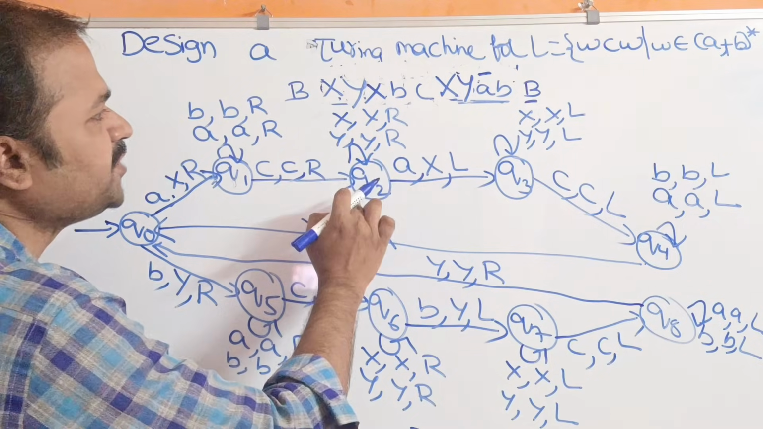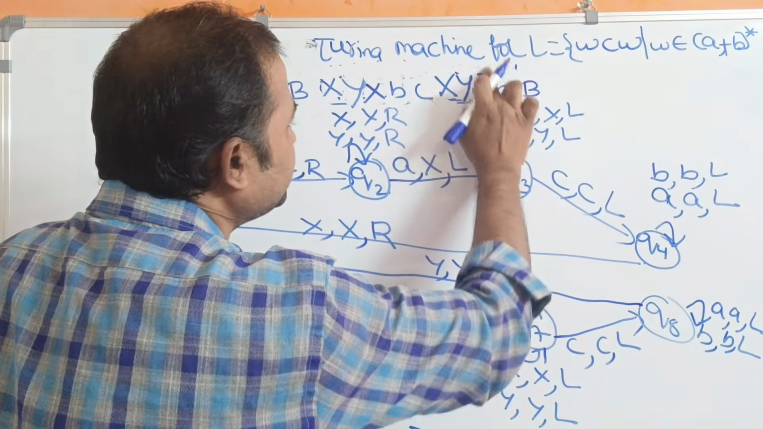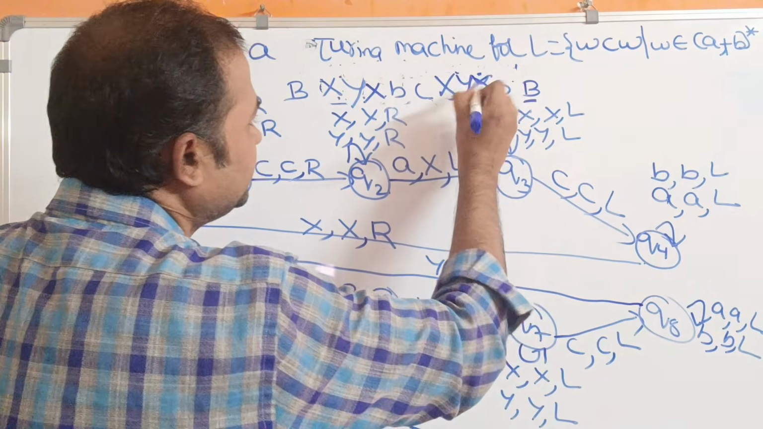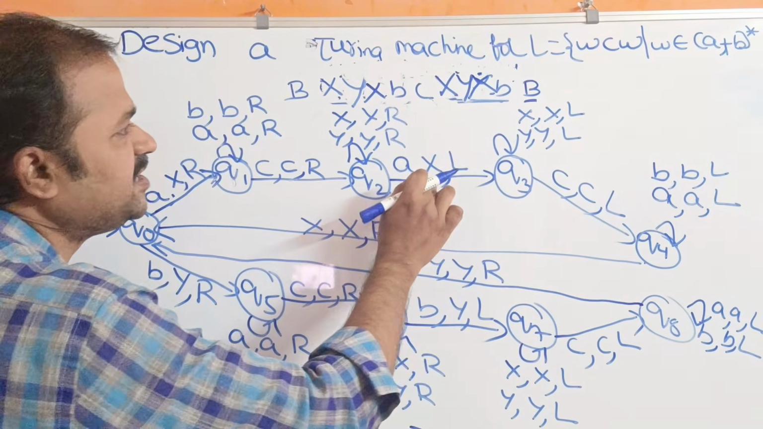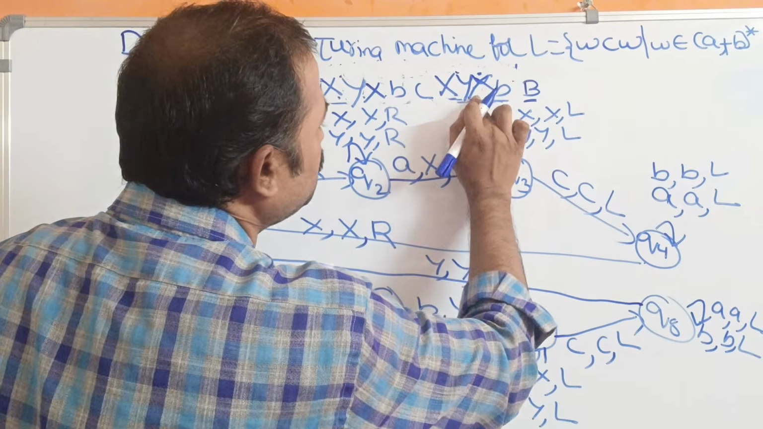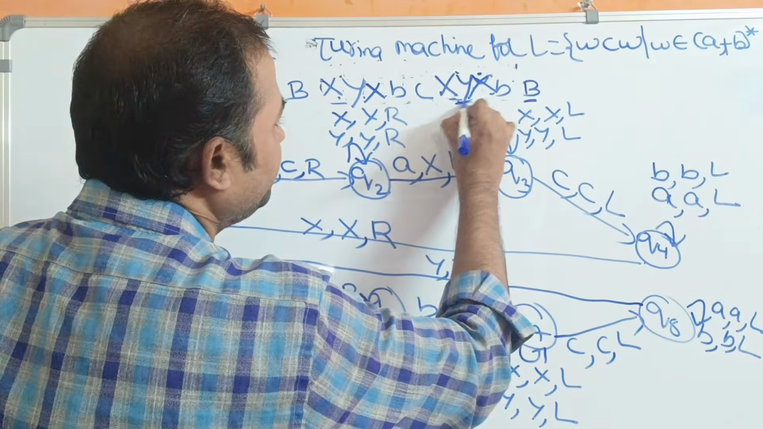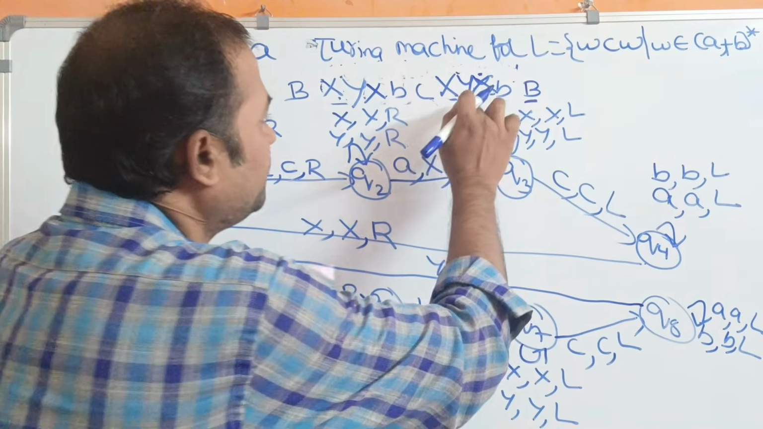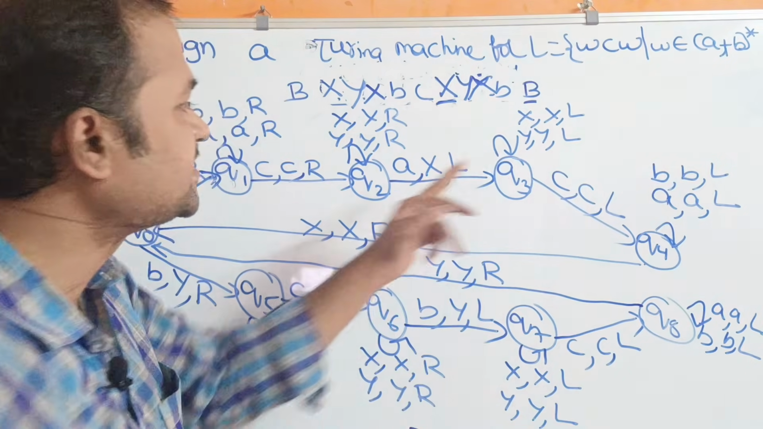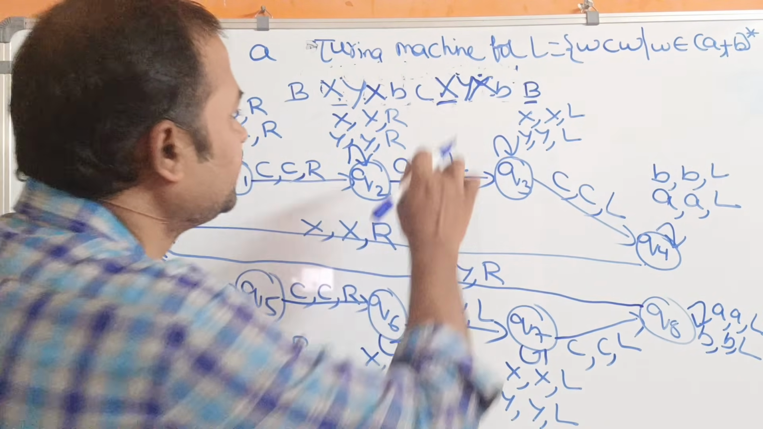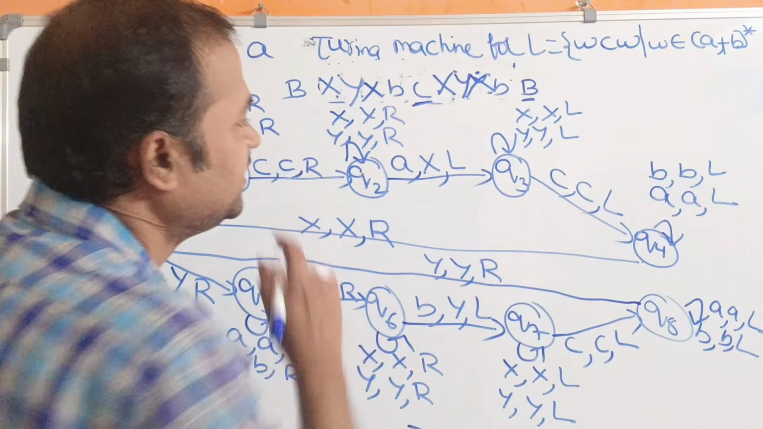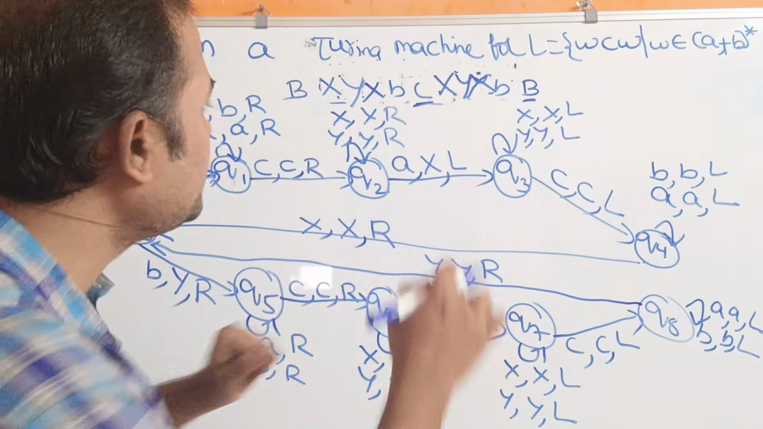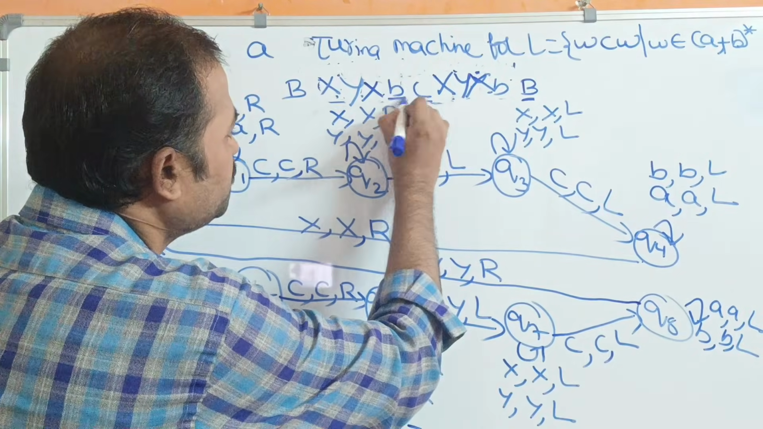A on Q2 means it will be replaced with X, but move the head towards the left. So now we are at Y. Y on Q3 means Y only, but move the head towards the left. X on Q3 means X only, but move the head towards the left. Next C on Q3 means C only, but move the head towards the left.